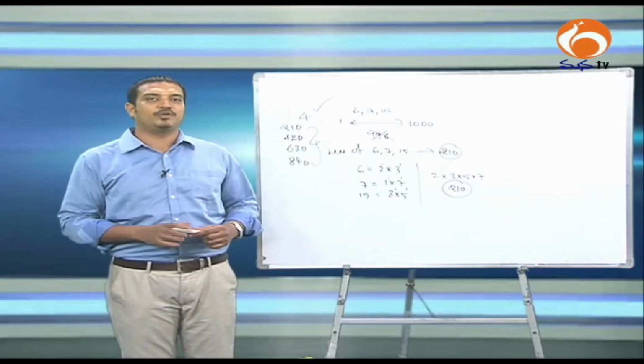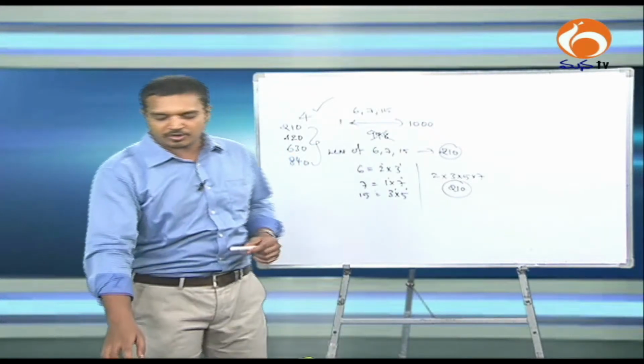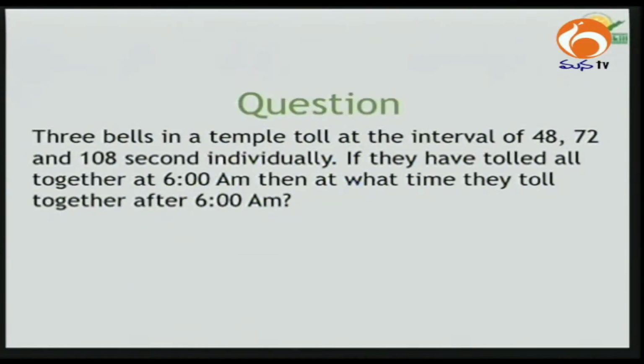So the final answer is going to be 4. Alright, let's see the next question. 3 bells in a temple toll at the interval of 48 seconds, 72 seconds and 108 seconds individually.